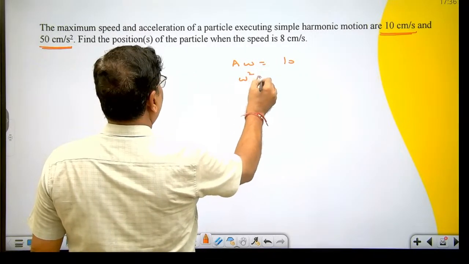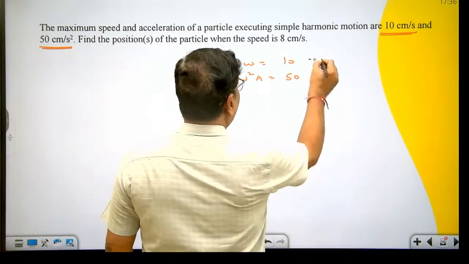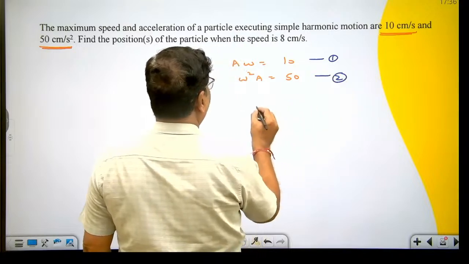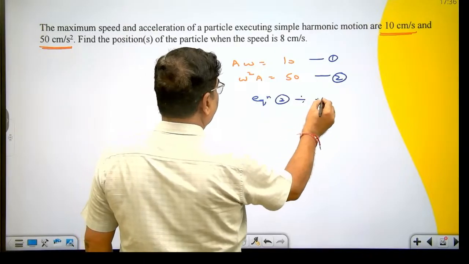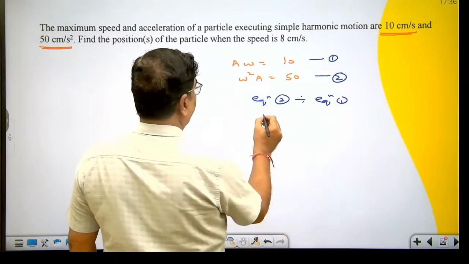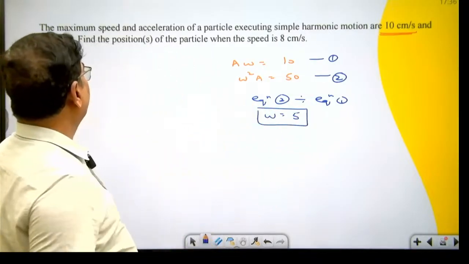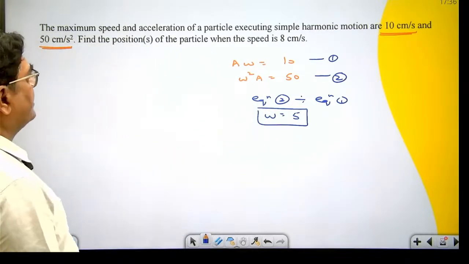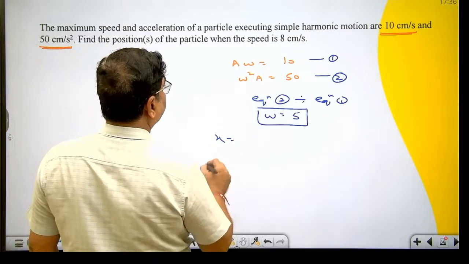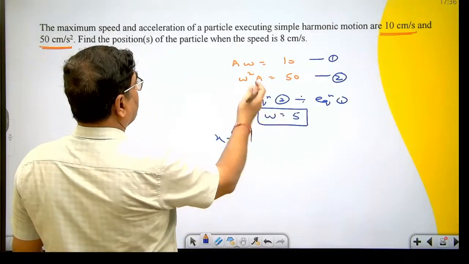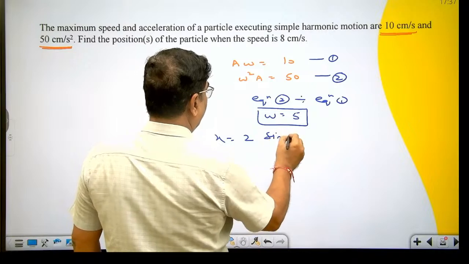And the maximum acceleration is A omega square, which is 50. This is equation 1, equation 2. If we divide equation 2 by equation 1, we get omega equal to 50 upon 10, which is 5. Now the position of the particle when the speed is 8 centimeter per second. If omega is 5, A will be 2.